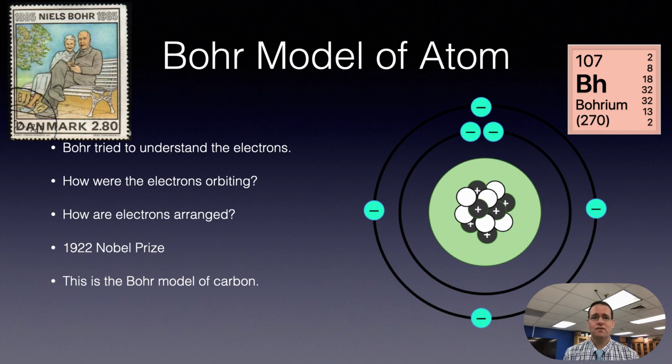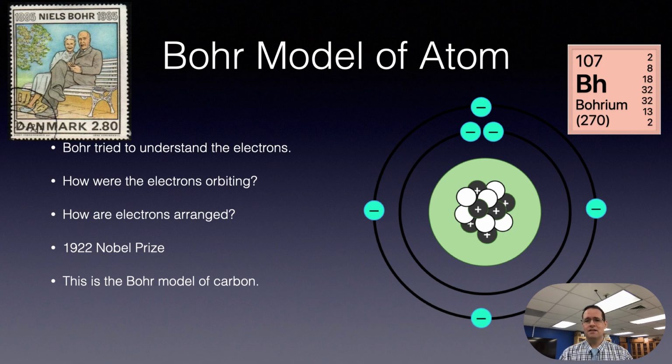There are some stamps here commemorating him, and he won the Nobel Prize in 1922. What he found was that electrons are only in certain orbits. So here's the Bohr model of carbon.